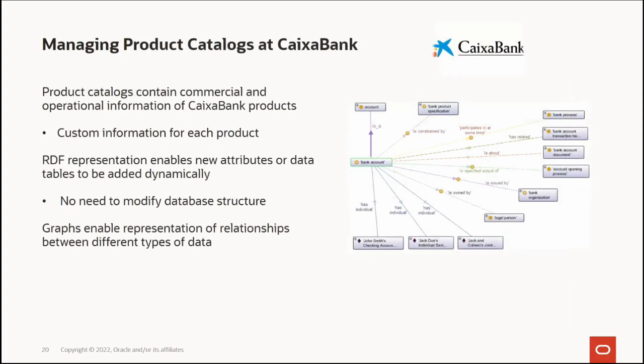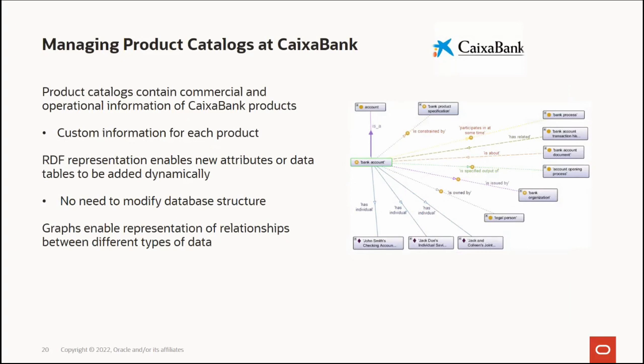And okay, one more example, which is managing the product catalog, once again at CaixaBank. Graphs are also useful in representing data with a flexible schema, where you don't have the same number of attributes for each data entity. And in particular, the RDF graph model is used for these types of applications.